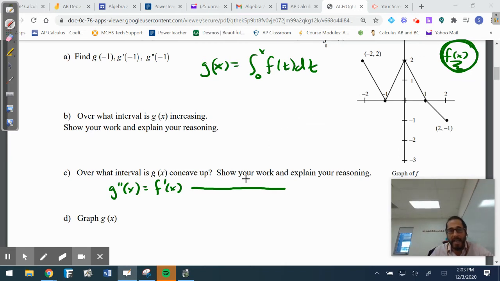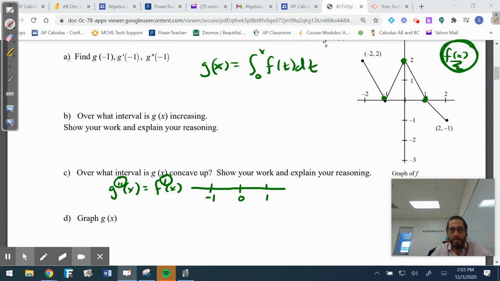Well, on my sign analysis, I'm going to put when the second derivative, or in this case, the first derivative of f, is 0 or DNE. So when are my slopes 0 or DNE? Well, -1 is DNE because of a pointy place. 0 is DNE because of a pointy place, right? And my last one would be 1 because of a pointy place.